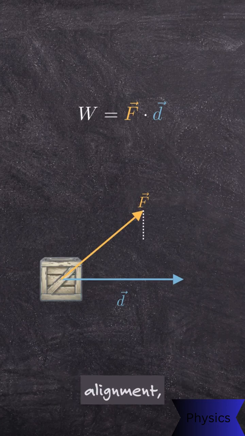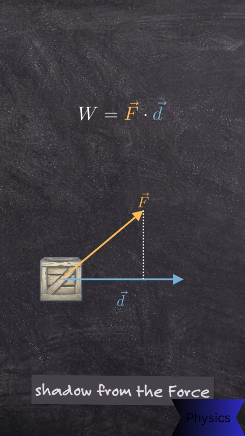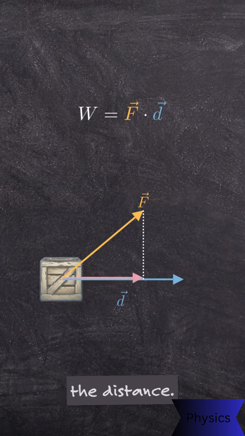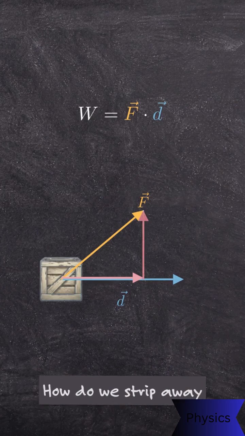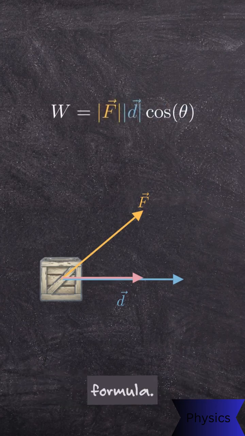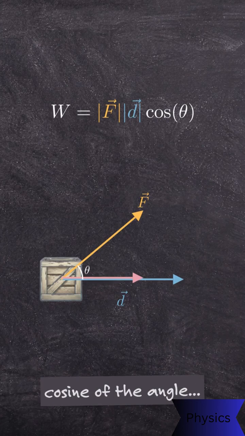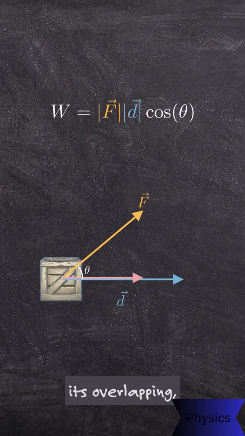To measure their alignment, we cast a perpendicular shadow from the force straight down onto the distance. Any upward pull doesn't move the box forward. How do we strip away that useless perpendicular effort? Enter the geometric formula. Multiplying their magnitudes by the cosine of the angle perfectly scales the force down to only its overlapping parallel shadow.